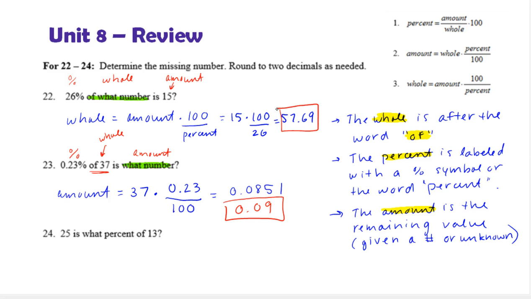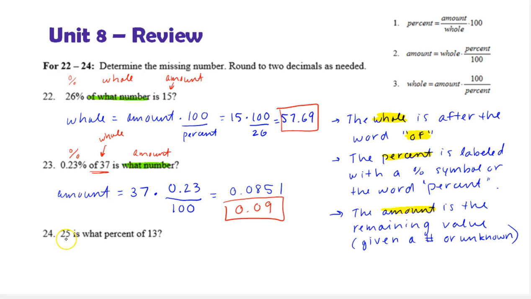Okay. So notice that's a really small number, but that makes sense. We were finding a really small percentage. This is less than 1%. Okay, so think of 37 divided into 100 pieces. That would be 1%. This is about 1/4 of 1%, so this number should be small. Okay. Let's look at the last one.